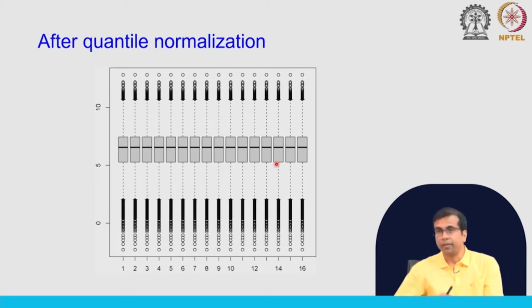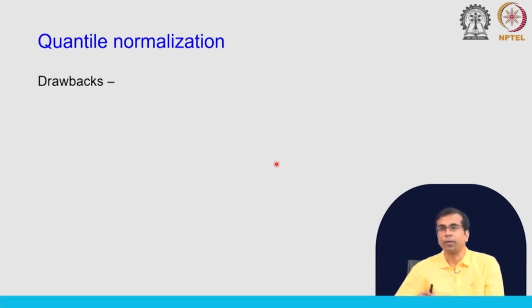Now, this is probably a question in your mind: can you assume that the distributions are identical? Again, the answer is no. This may not always be the case. The distributions may not be identical because some genes may show very high expression and that value may not be present in other samples. So, you can imagine different scenarios where this assumption will be violated.